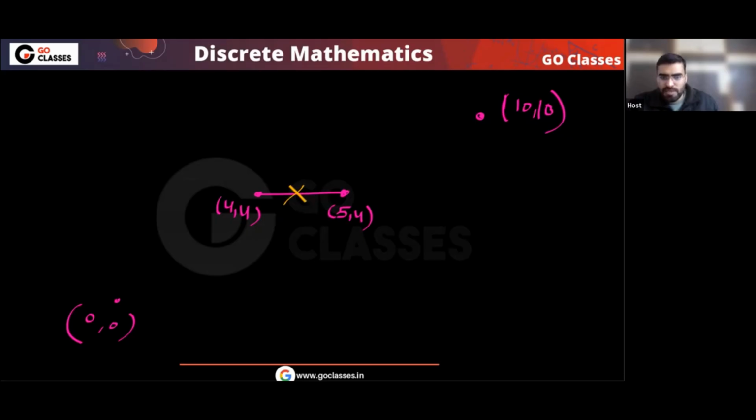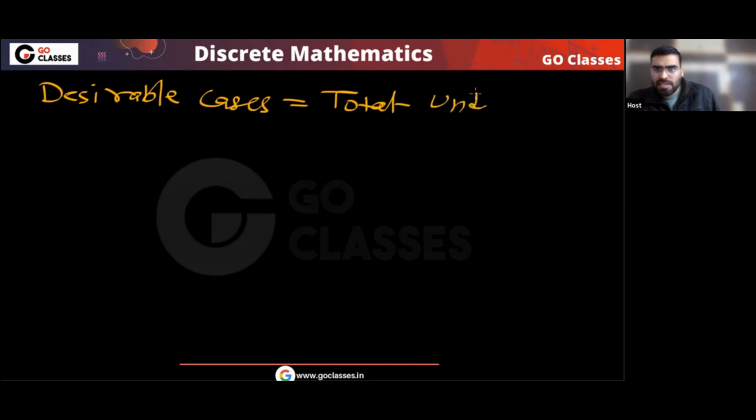Basically, the desirable cases are equal to the total cases minus the undesirable cases. What are the total cases? This we have already seen: this is 20C10. This is the total cases.